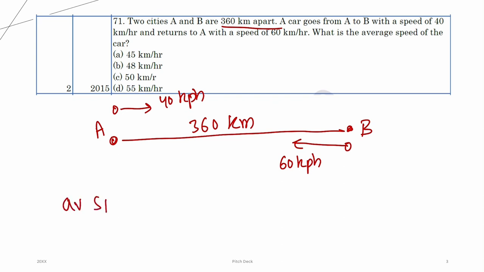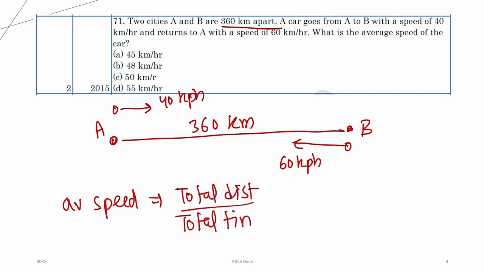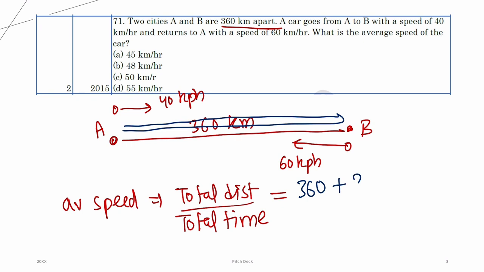If you have seen the last video, the formula for average speed is total distance upon total time. We have already done a question like this, so I'm going to make this one fast. What is the total distance covered by the car? He went from here to here and then came back. So total distance is 360 plus 360.